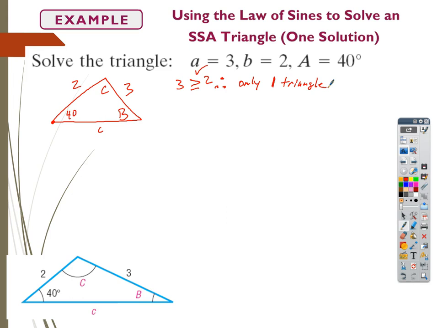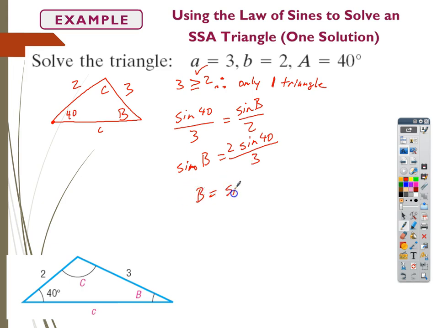Now we pick an angle we want. We want to use the sine of 40 over 3 since that's what's given to us. Let's start off with b because it gives us a piece of b over 2, sine of b. I cross multiply and divide. I find out that sine of b is equal to 2 times sine of 40 all divided by 3. Inverse sine both sides, you get b is equal to sine inverse of 2 sine 40 all over 3. You put that into the calculator.